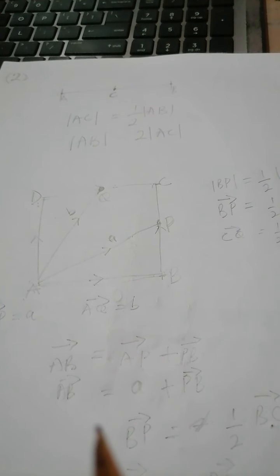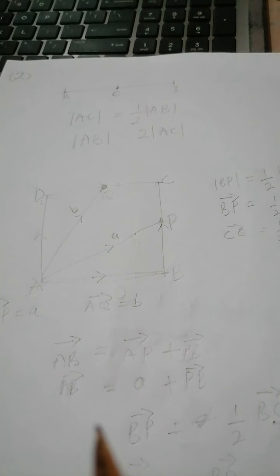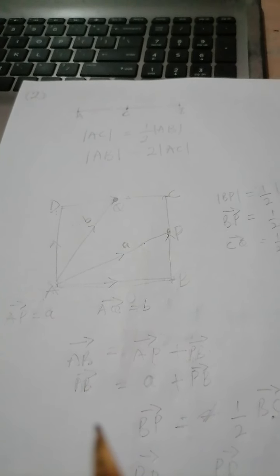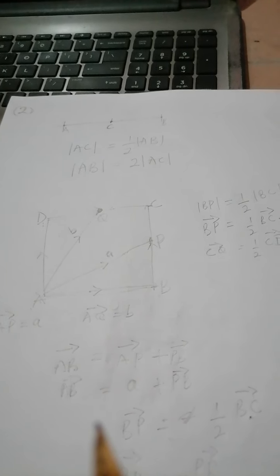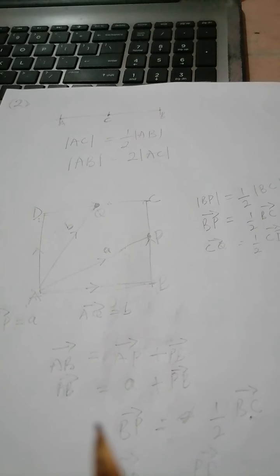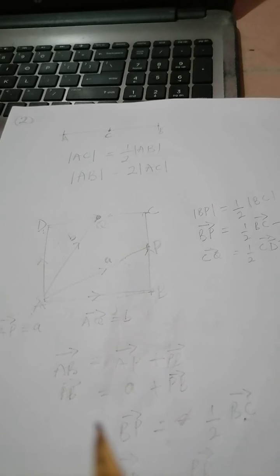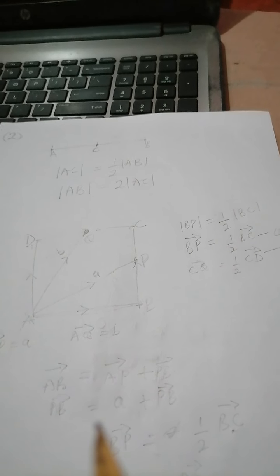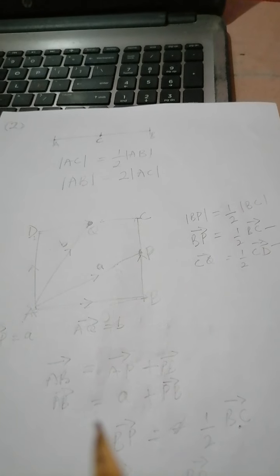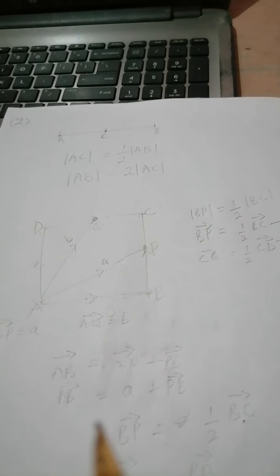Now the reason I'm moving from BC to AD is that they are equal based on the property of a square. Based on the property of a square, opposite sides are equal. In fact, in a square, all sides are equal. But then AD and BC are now parallel vectors. So since they are parallel vectors, it means that AD and BC are equal, right? Okay.